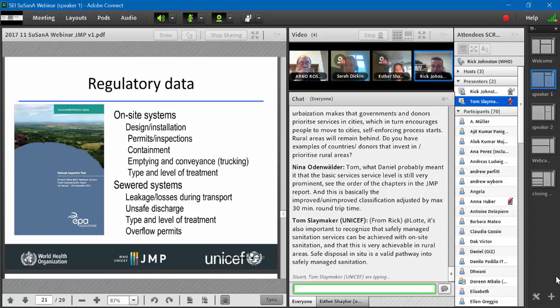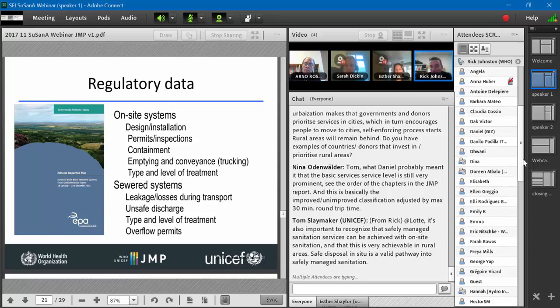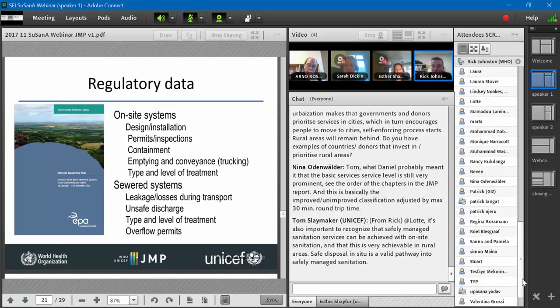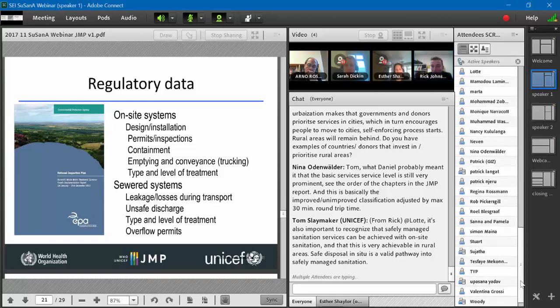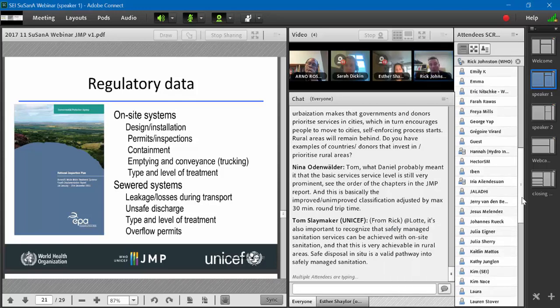For the sewage systems, as I said before, we have much better data. The data that we have assumes that the majority of the excreta going through the sewers is actually reaching treatment. A small number of countries have data on leakage en route, but not very many. So that's something that we would look into in more detail in future. Of course, there may be data on overflows and unsafe discharges, which there are usually standards for and regulations for, but that data is also not widely reported at the moment. But what we can do is get some basic information on the type and level of treatment which is being applied to the wastewater which is transported through the sewers.